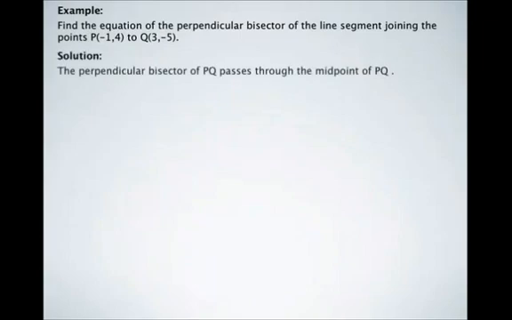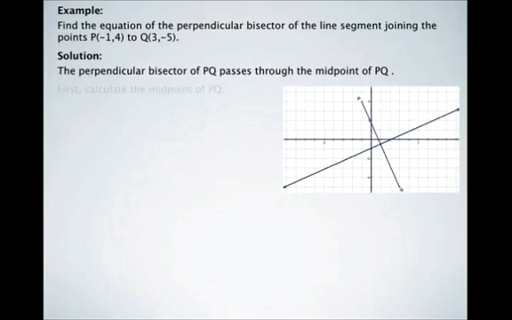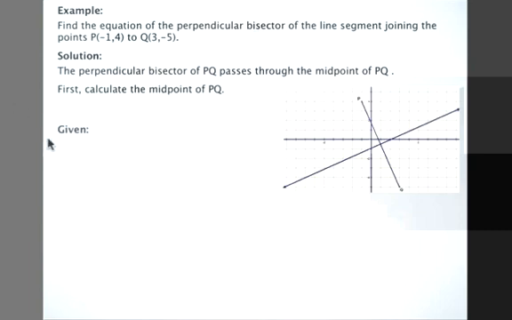So the first part of our solution, we know that the perpendicular bisector of PQ passes through its midpoint. So let's figure out that midpoint using our formula. We'll write down what we're given. x1 is -1, y1 is 4, x2 is 3, and y2 is -5.